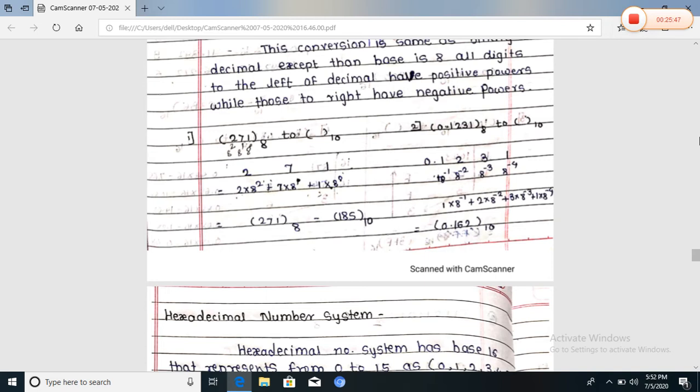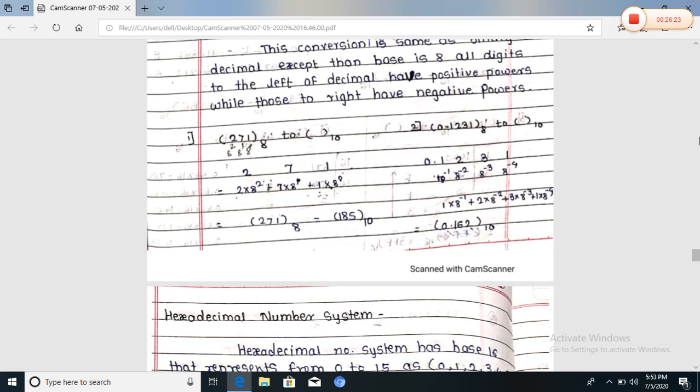Second example, 0.123. This number is represented in terms of powers on the right hand side, and the powers for the right hand side digits are negative. In the first example there is no radix point, so the number is represented as 8 raised to 0 from LSB to MSB, least significant bit to most significant bit: 8 raised to 0, 8 raised to 1, 8 raised to 2.